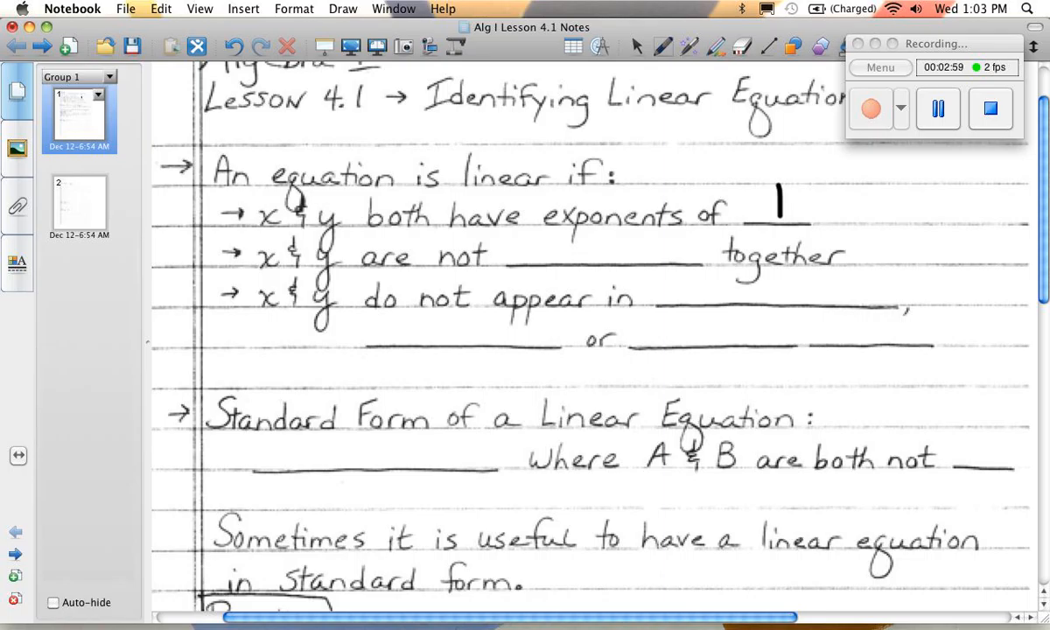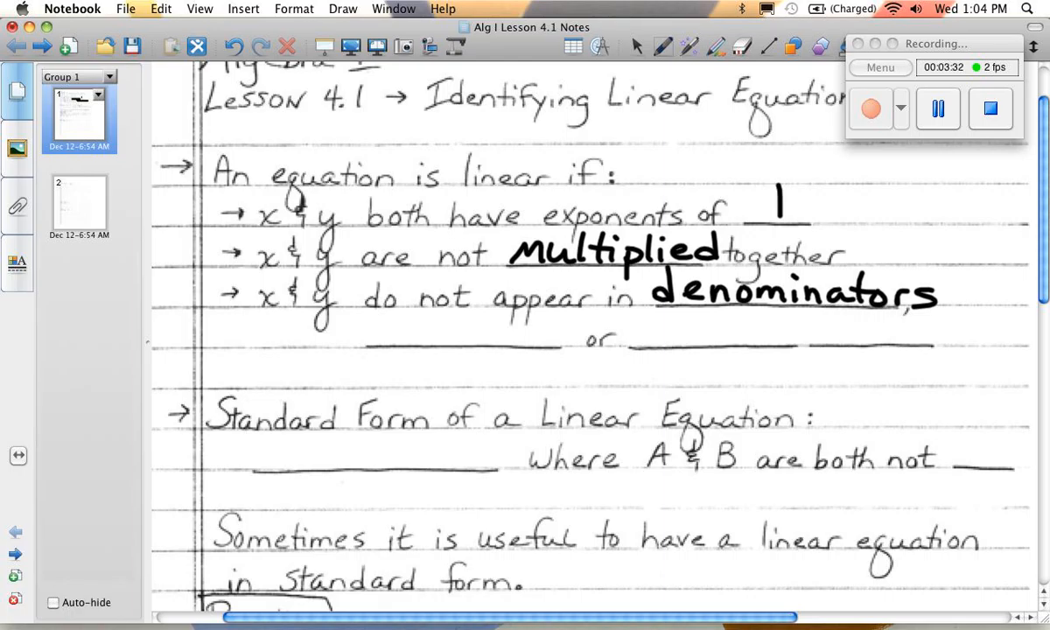x and y are not multiplied together. You can't have x times y or y times x. You can't have any multiplying going on between those two. They can be added, they can be subtracted, they can't be multiplied. x and y do not appear in denominators is another one. If you have an x or a y, they cannot be in any denominator.